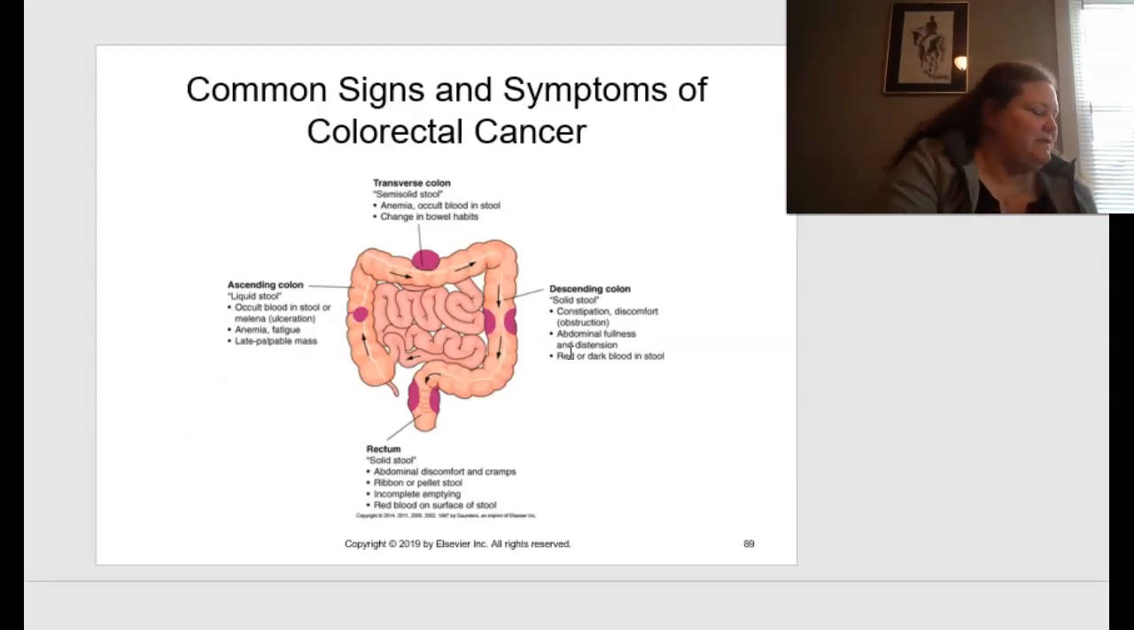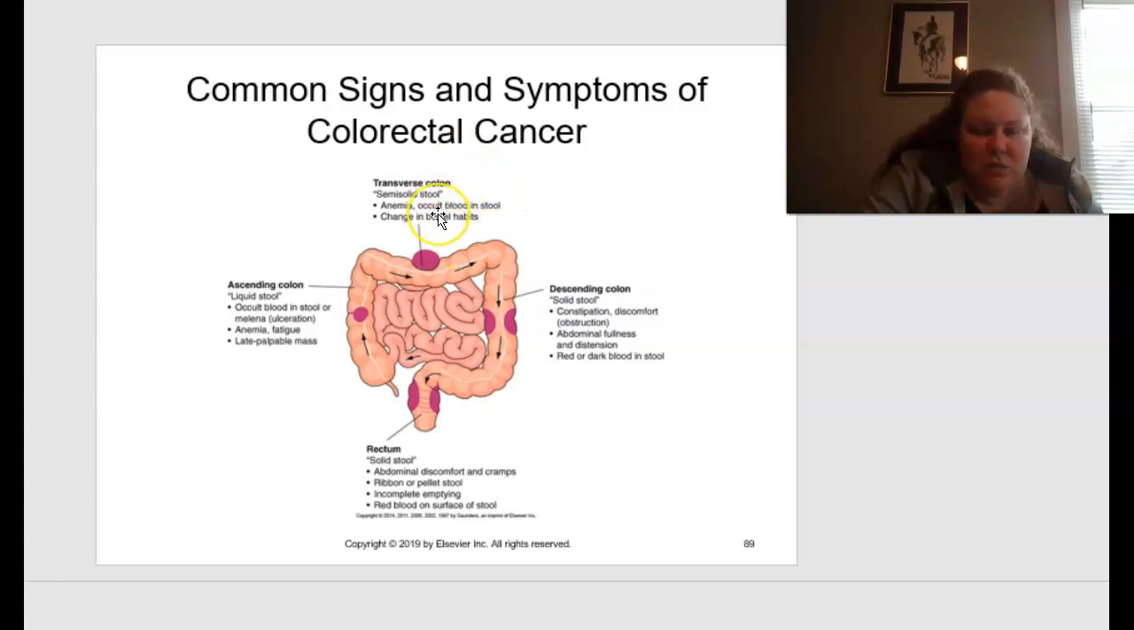This is figure 17.39 in your book on page 478. And these are the common signs and symptoms of colorectal cancer. If you have a problem in the ascending colon, you have a liquid stool with occult blood in the stool or melena or ulceration. You have anemia, fatigue, and a late palpable mass, right? For the transverse colon, you have a semi-solid stool. It can have anemia, and occult blood is found in the stool.